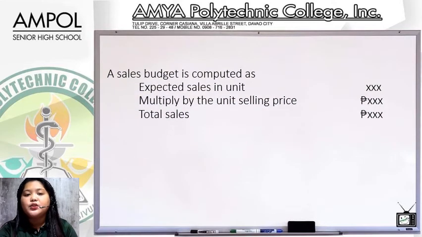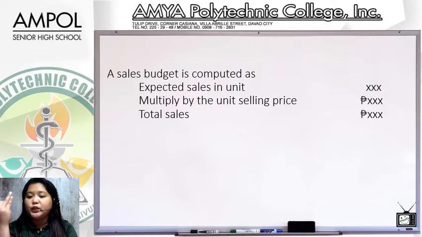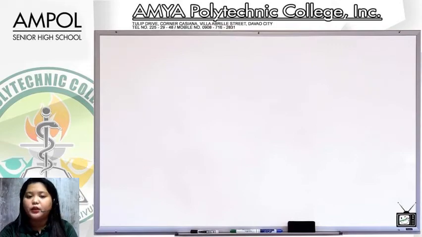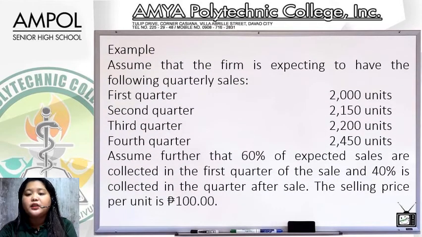A sales budget is computed as the expected sales in units multiplied by the unit selling price, and that gives the total sales. So that's the computation. We have here an example.